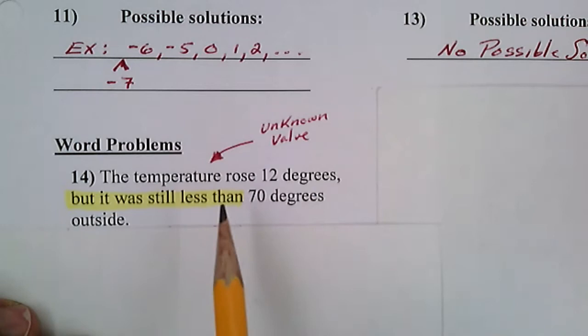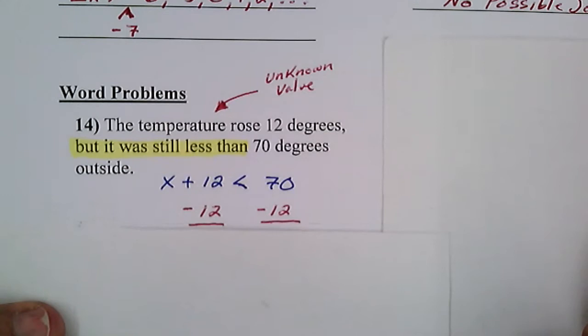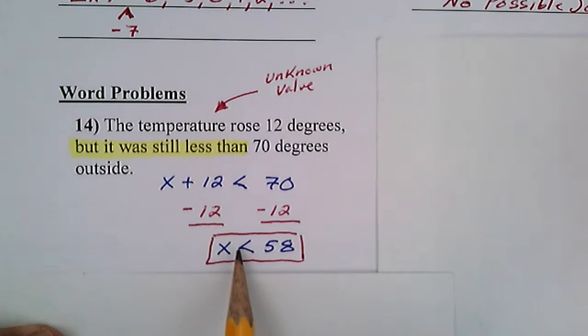So it would look like that. We have an unknown temperature. It rose 12, and it was still less than 70 degrees. Okay, now let's go ahead and solve. I'm going to subtract 12 from both sides. 70 minus 12 is 58. So x is less than 58.